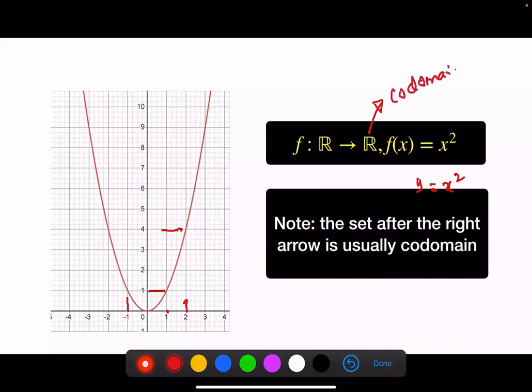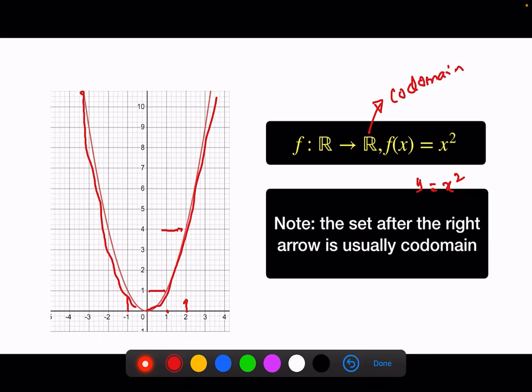For example, if you consider this same function, you don't have any y values below 0. Your y values are not negative because you have a square function. But you are saying you are mapping to R, so you are not trying to map to all elements in R. So you just have to keep in mind that to the right of the arrow, whatever set we write, that is actually the codomain. It is not the range, it is the codomain.